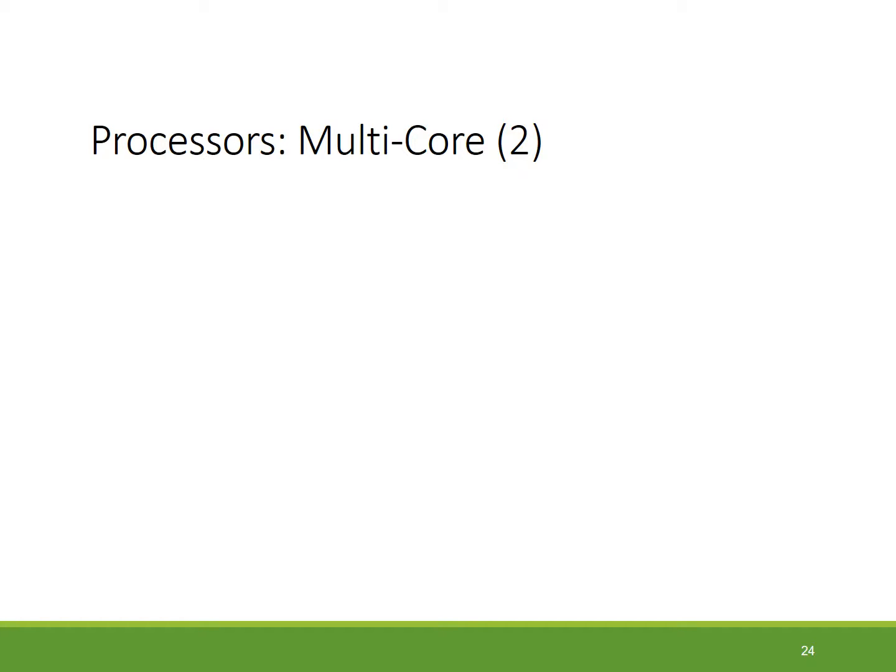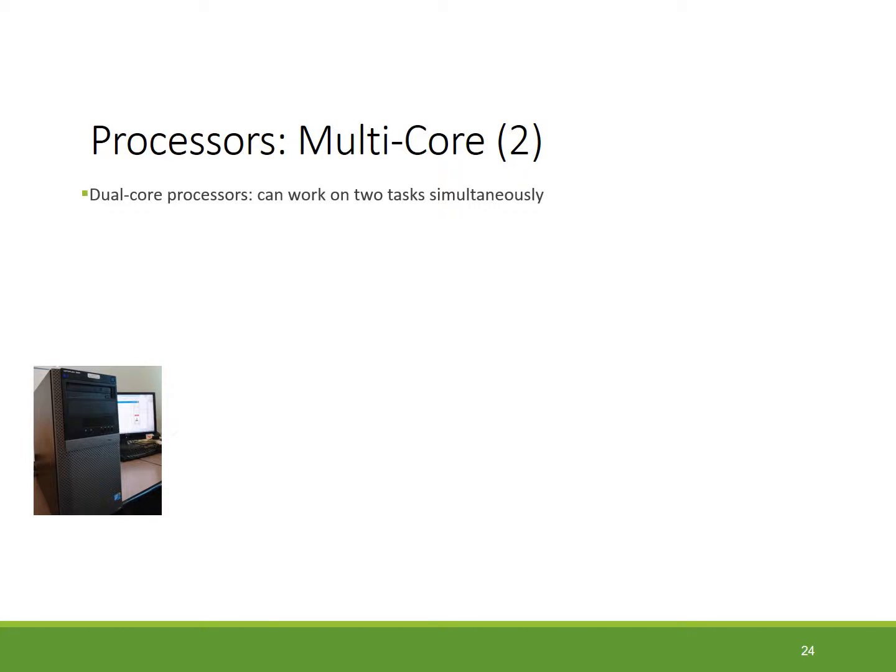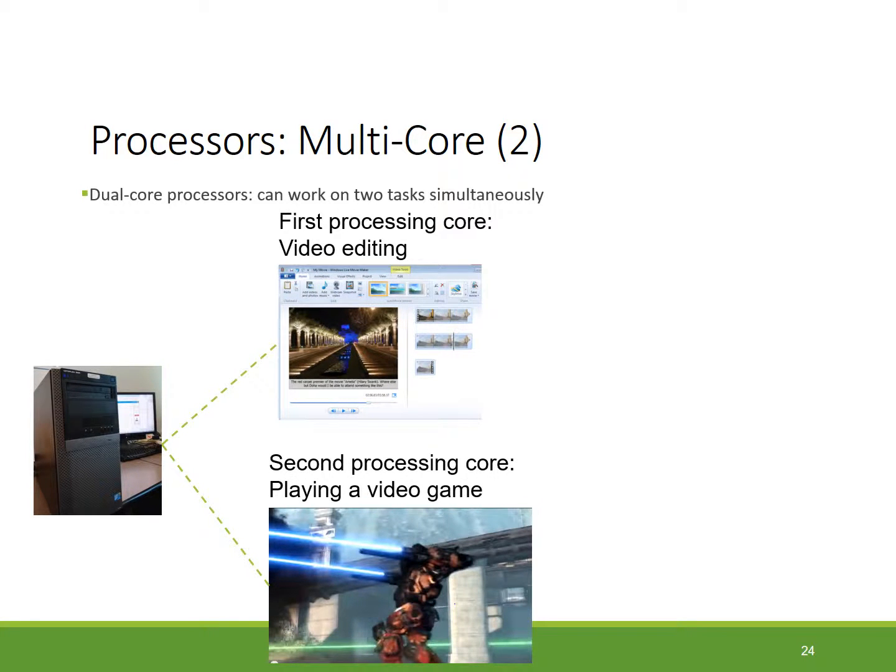Now, multi-core processors, or dual core or quad core as we look at later on, can actually work on two things at exactly the same time. So they don't pause one as they do the other, they do the two of them at exactly the same time. So you've got your computer on, and at exactly the same time it's doing the video editing, for example, on one of the cores, and it's playing a video game on the other, and they're both happening at exactly the same time.